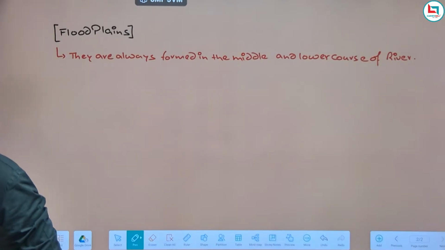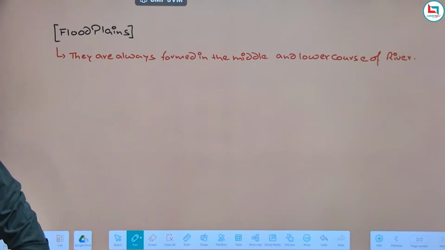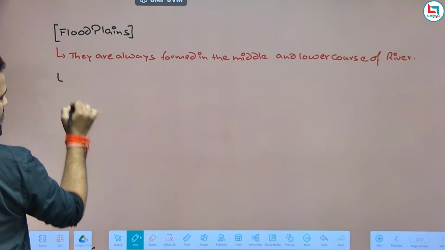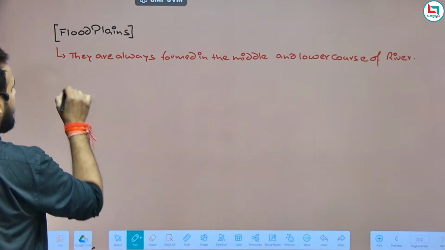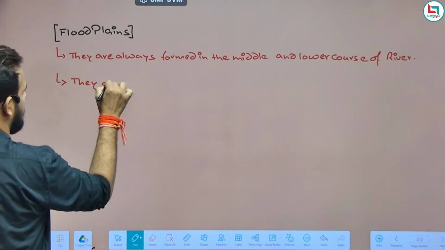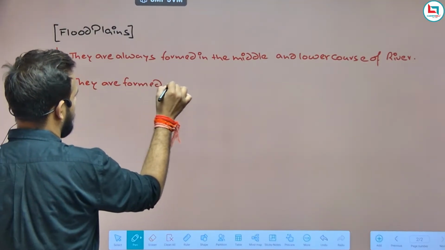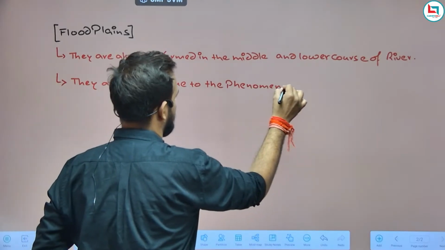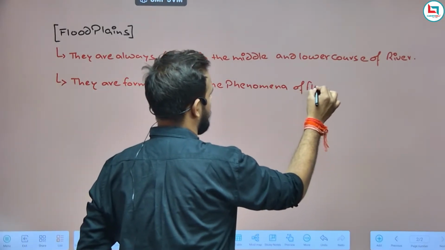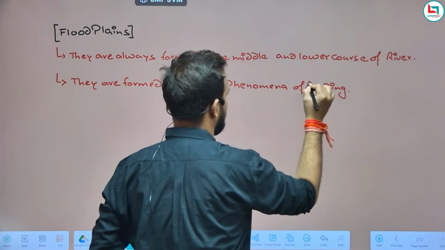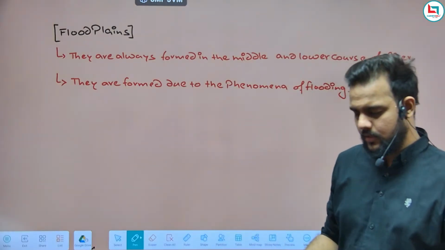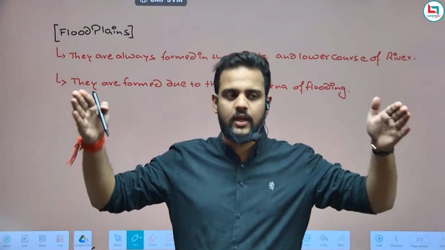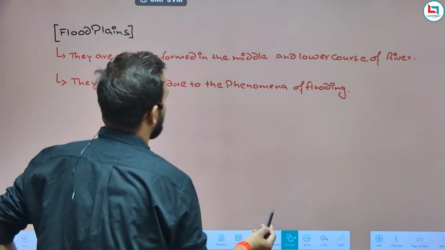After this, guys, when we talk about the floodplains, they are formed due to the phenomena of flooding, when the river gets flooded. So they are formed due to the phenomena of flooding. Now, guys, you might have seen that when a river gets over flooded, the water starts depositing alongside the river. Just see the thing.